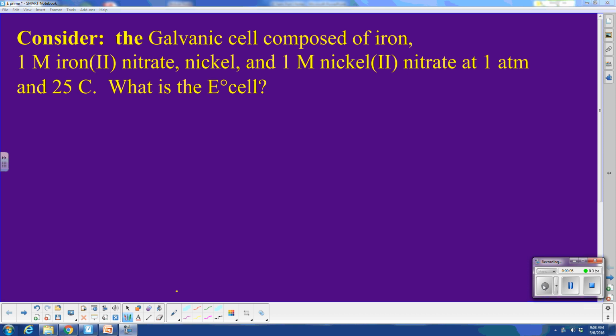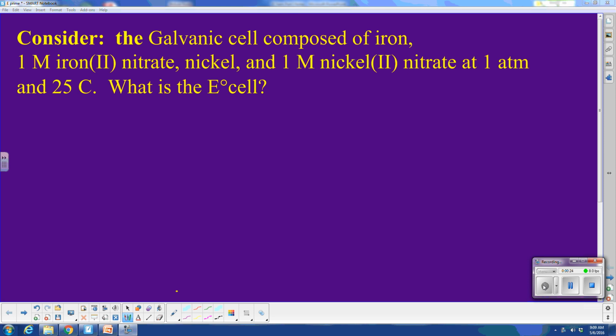We've been learning about electrochem, a little bit of redox and galvanic cells. So let's move on and take a look at this. Consider a galvanic cell composed of iron and nickel. What is the standard reduction potential for this cell?